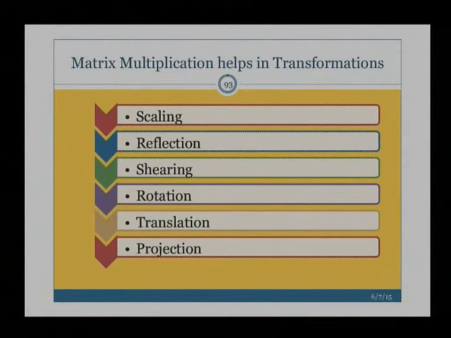Now coming to this matrix multiplication, what can we achieve? We know matrix multiplication now. You can see here, we can achieve scaling, reflection, shearing, rotation, translation and projection. All these things we can do through matrix multiplication. Okay.